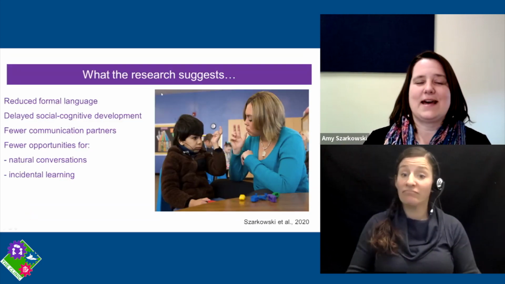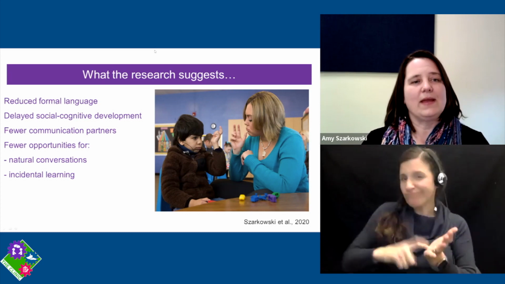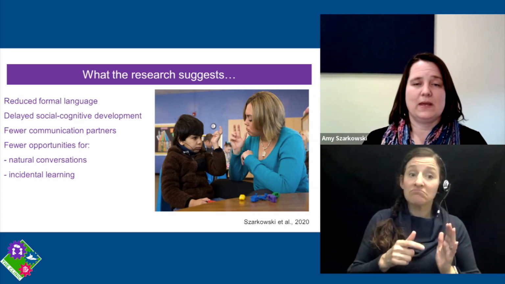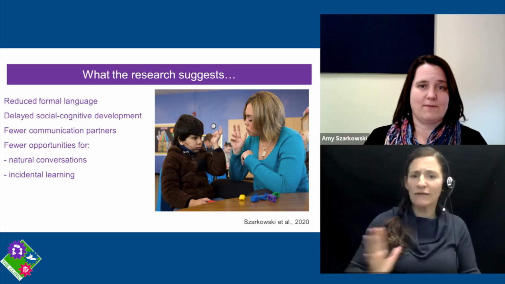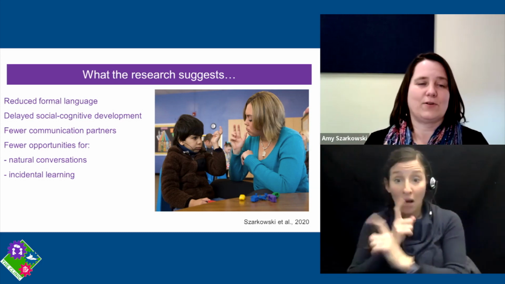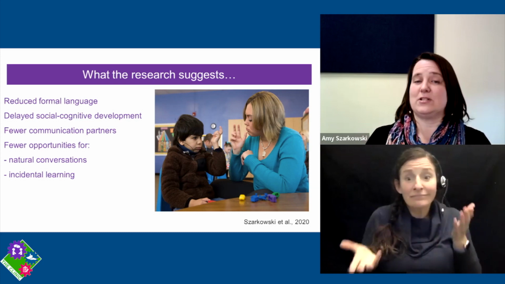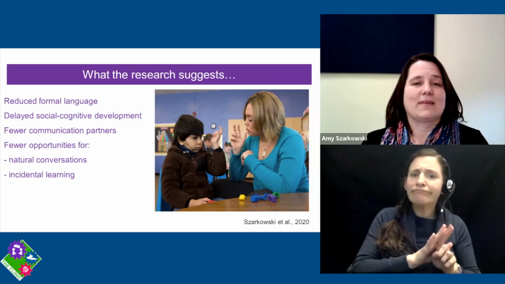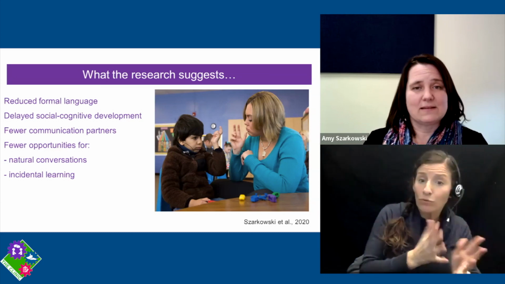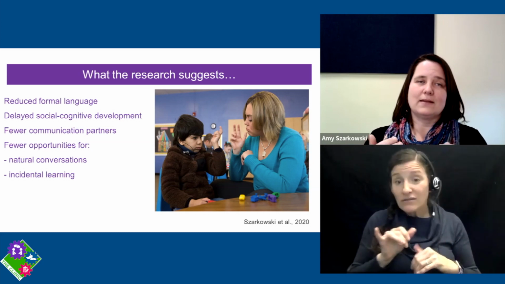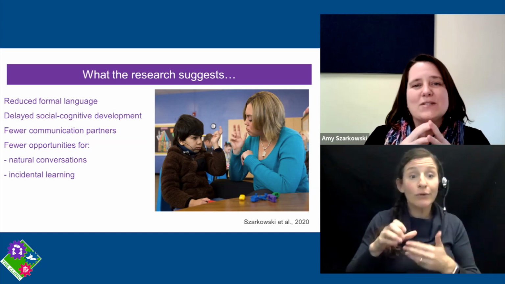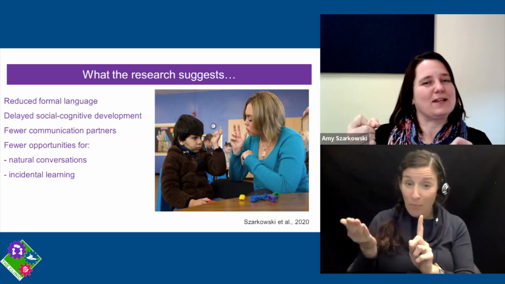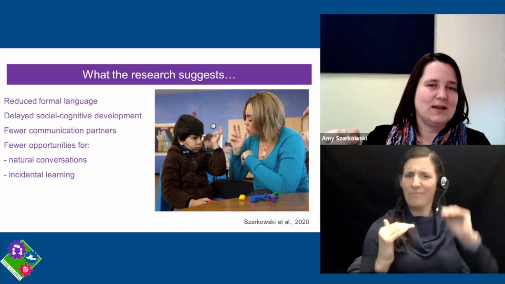The research suggests that children in this group often, not always, sometimes have reduced formal language. We know that some children who have complex communication needs or are deaf or hard of hearing may have some language delays, depending on what their early access or exposure was like. Related to that, there might be some delayed social cognitive developments. So if I'm understanding how to use language to be persuasive, for example, if my language abilities aren't quite there, it's going to be hard to use that language for that specific purpose.